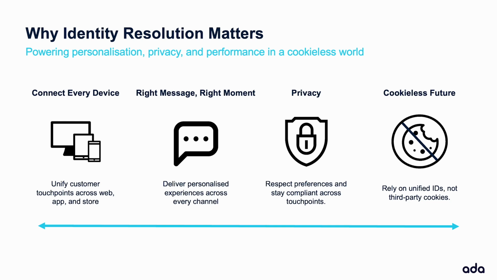The third reason is privacy. Customers may set a specific privacy preference in one channel, and that same preference must be applied across all other channels to stay compliant. The fourth reason is that third-party cookies are disappearing, so we need to generate as many first-party data points as possible and use them in the most effective and efficient way.